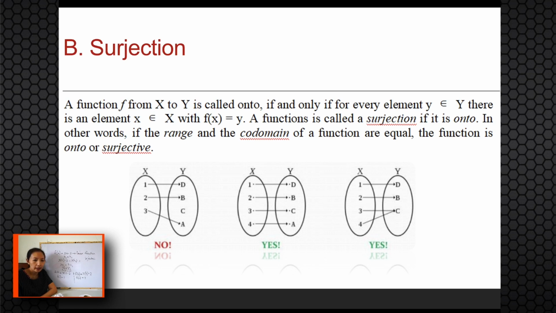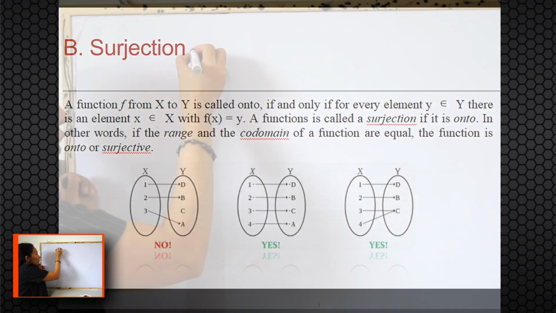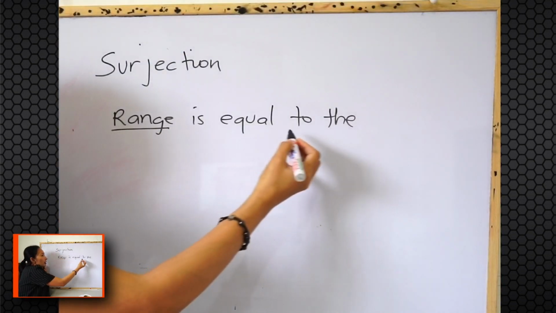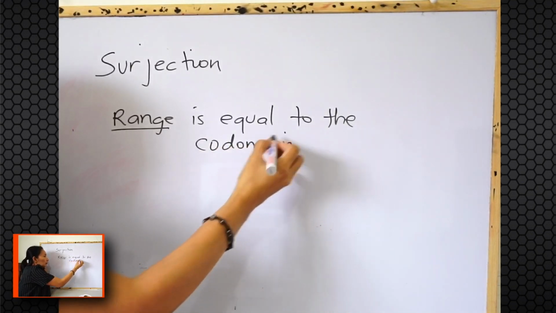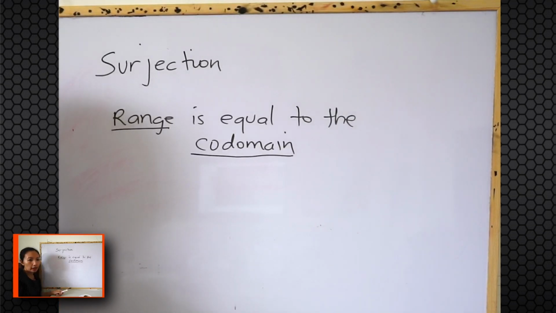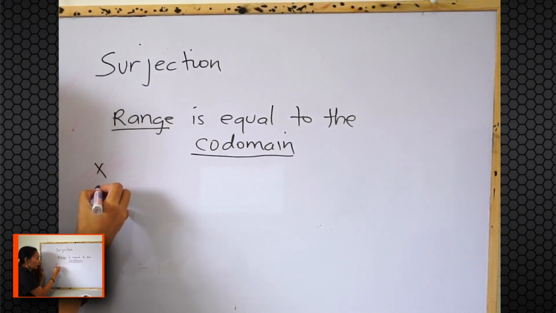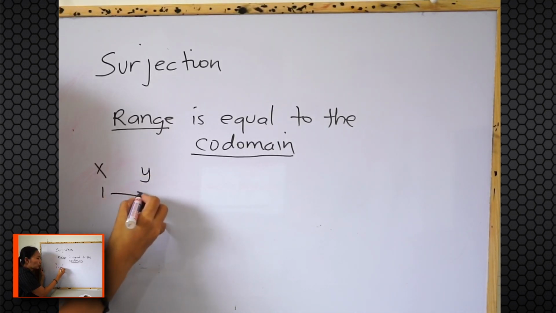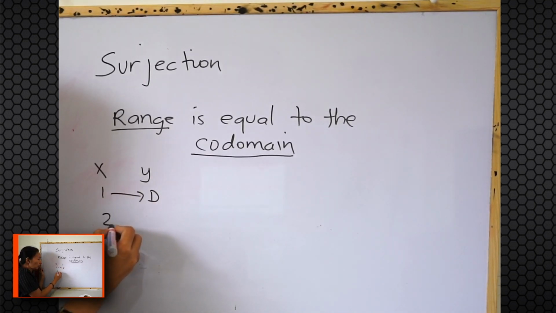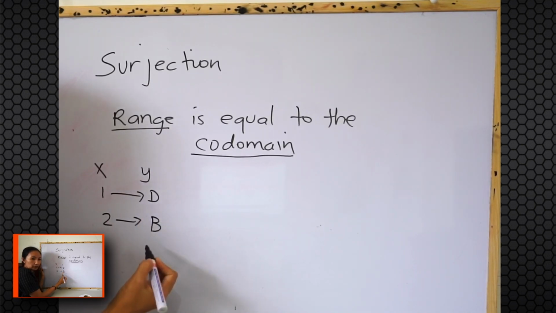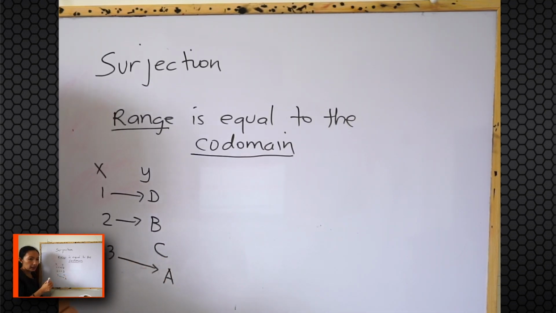Now, let's look into the examples. Number 1. I erased my board first so that you could easily grasp the concept or the meaning of a surjection. If the range is equal to the codomain. What do we mean by this? Okay, let's look into our mapping. In the first mapping for x and y, 1 is mapped to D. 2 is mapped to B. 3 is mapped to A. Nothing is mapped to C. Can you see that?